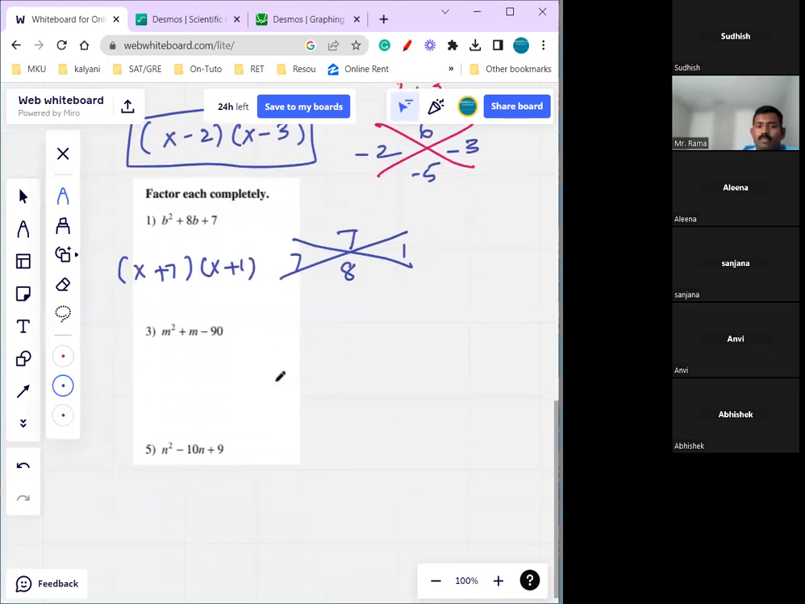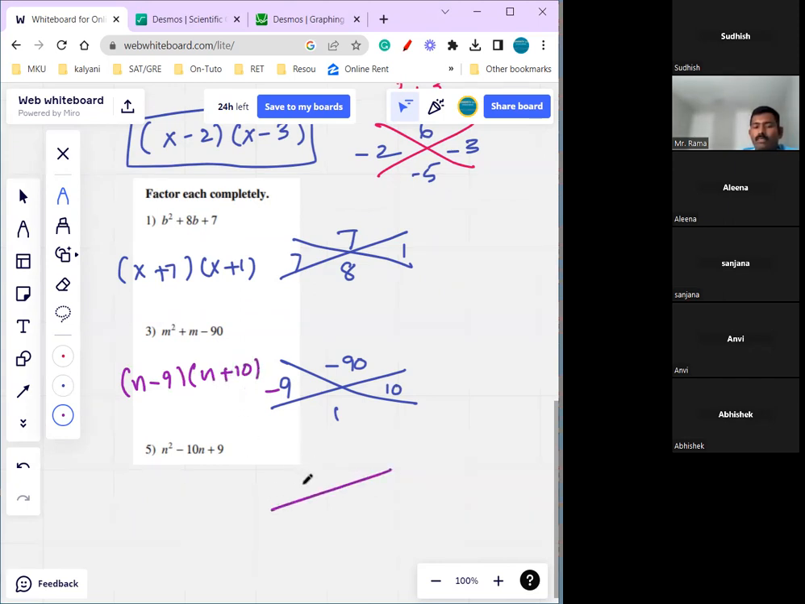Good. And same thing with the next one. Put a 90 here and then 1 here. So what times what gives you 90? And then when you add or subtract, you'll see 1. Obviously 9 times 10 should work, but I need a -90, but a positive 1. So I'm going to give the negative to the 9. So it's going to be n minus 9, n plus 10.